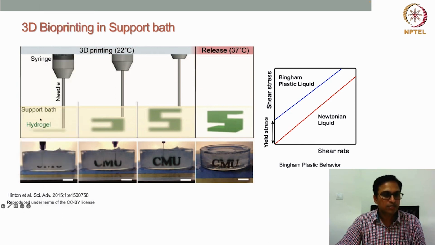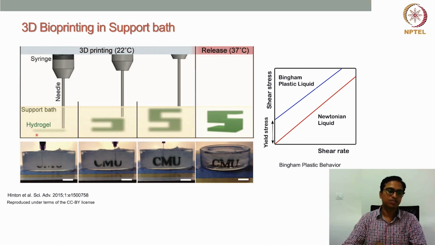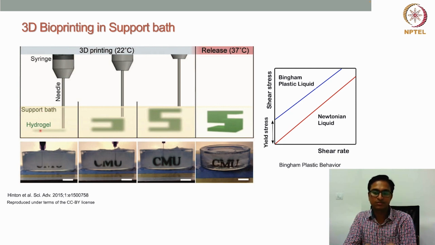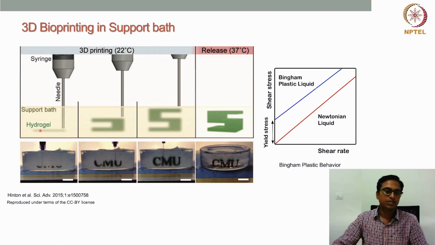So the hydrogel is deposited here, and after the nozzle moves away, the support bath material comes back to its original position and encapsulates the deposited material. The hydrogel is then very much supported by the support bath. That's why these are called support baths. They support the hydrogel material because at that stage they are behaving like a solid.